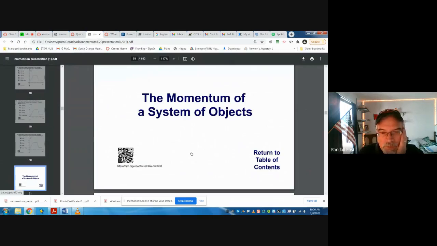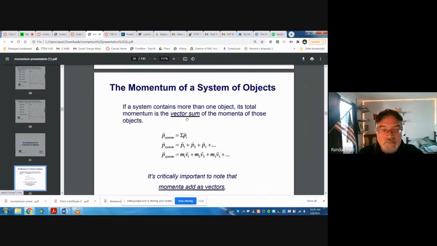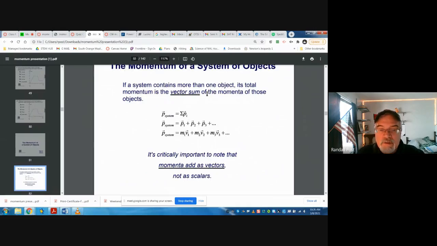Okay, let's move into some more interesting stuff like the momentum of a system of objects. Okay, system meaning more than one object. You could have a system of 2, 3, 4, however many is in the system. So what we're going to do is add up the momentum of each individual part, taking direction into account. Direction matters. So we use vectors.